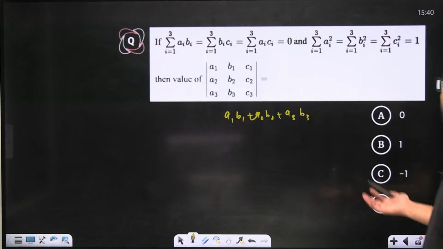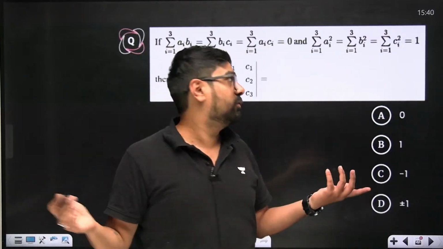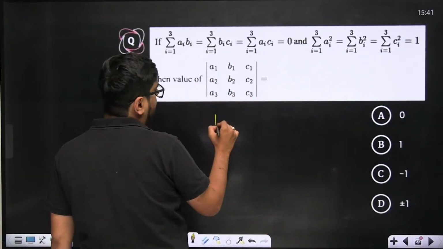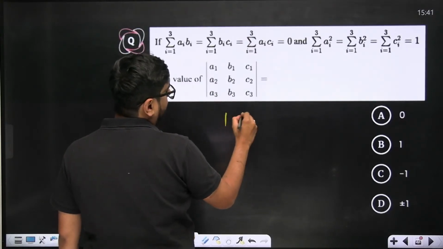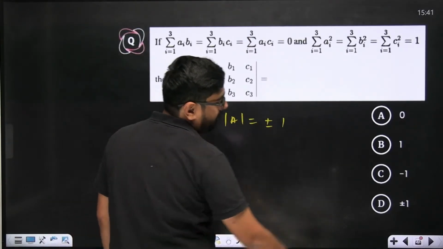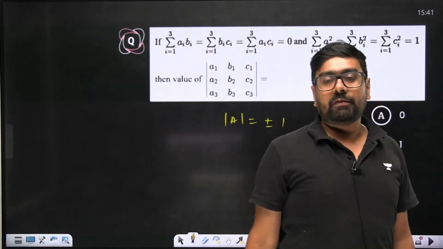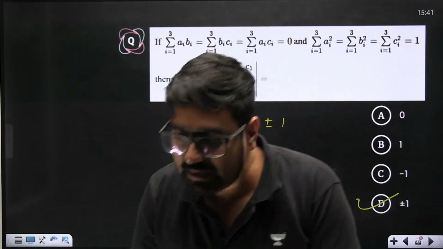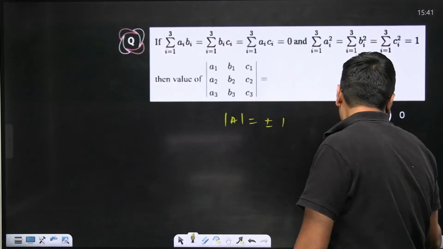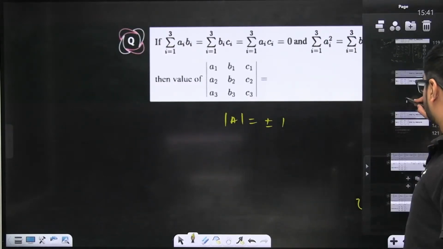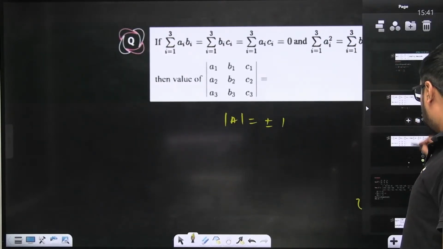Or simply determinant. Here you don't have to use that. Here, what are they asking? Determinant. Determinant of A will be equal to plus or minus 1. The determinant of an orthogonal matrix is always equal to plus or minus 1. Remember that. JEE often asks questions on adjoint and orthogonal matrix.